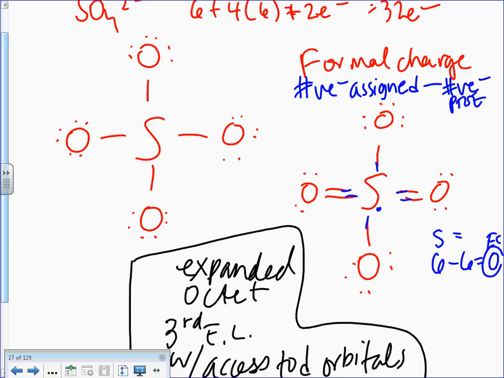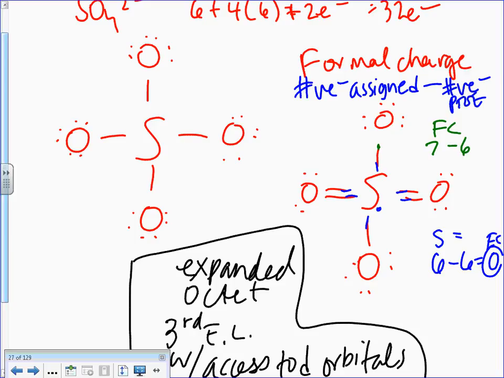These are lone pairs, so that's 6 so far, plus this one, 7. Do you see I'm taking half the bonding ones, right guys? So the formal charge of oxygen up here is 7, which is assigned to it in the model, minus how many it should have? 6.